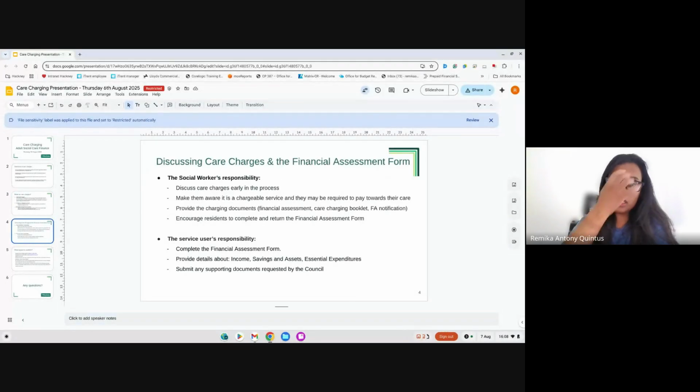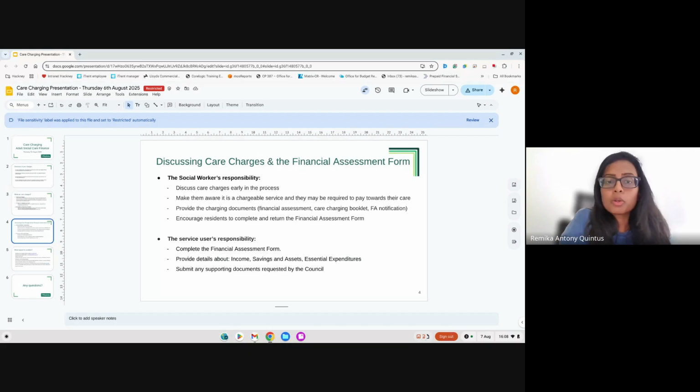The next section is the discussion around care charges and completing the financial assessment form. I've broken it into two parts. When a care package has been agreed, the social worker is responsible for discussing care charges with the client and informing them that the care service is chargeable and they may be required to contribute towards the cost of their care. So they will leave behind the charging documents, including the financial assessment form.